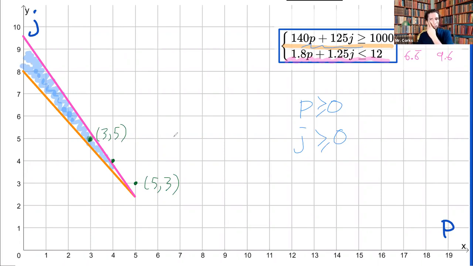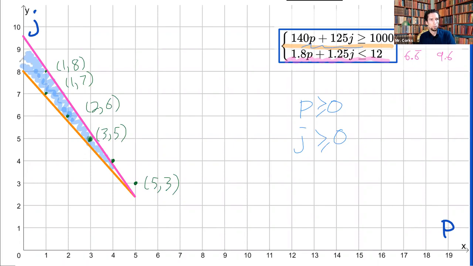Can someone else tell me a valid point that they see here? 2 protein bars and 6 bottles of juice. Okay, so the point's 2, 6. Tell me another one. 1, 7. 1, 7 up here. Any more? 1, 8.